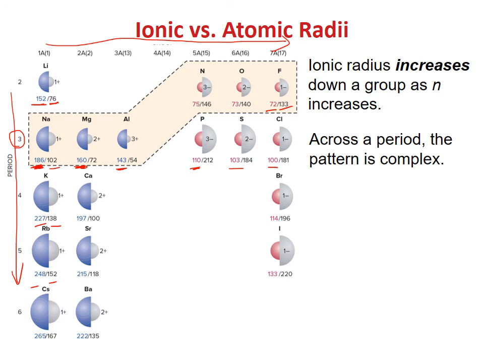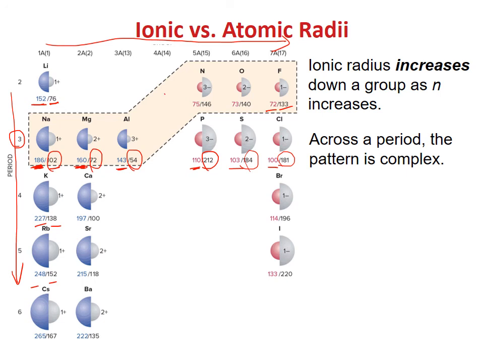What about the ionic size? Sodium cation 102, magnesium 2+, 72, aluminum 54. So cations also decrease in size from left to right. Okay, anion phosphorus 3 negative, 212, sulfur 2 minus, 184, and chloride 181. So from left to right, the anions also decrease in size.